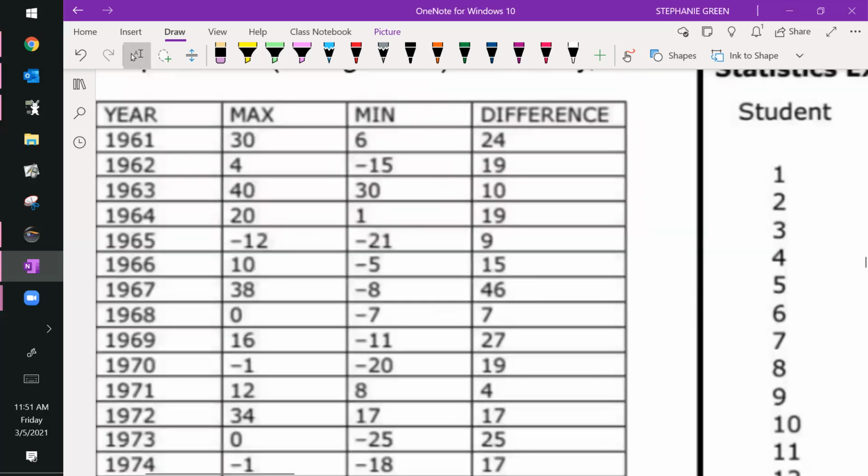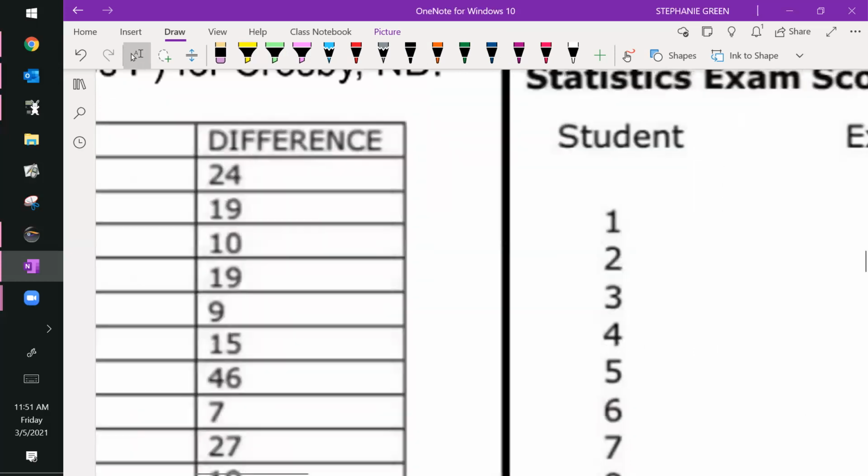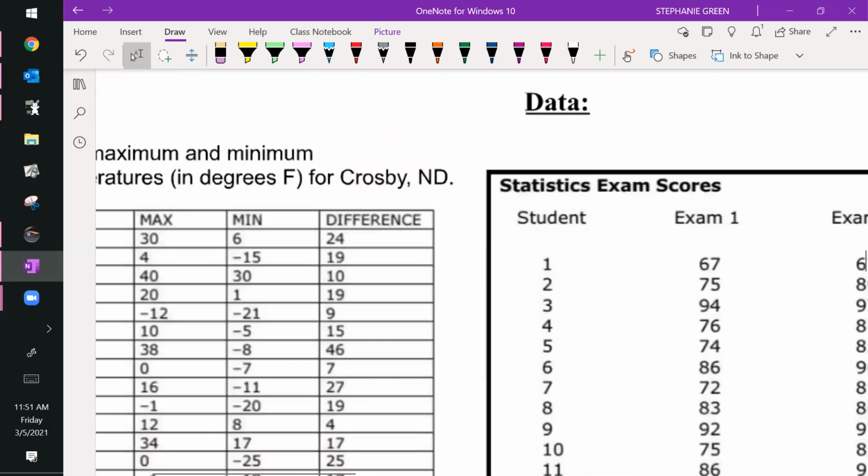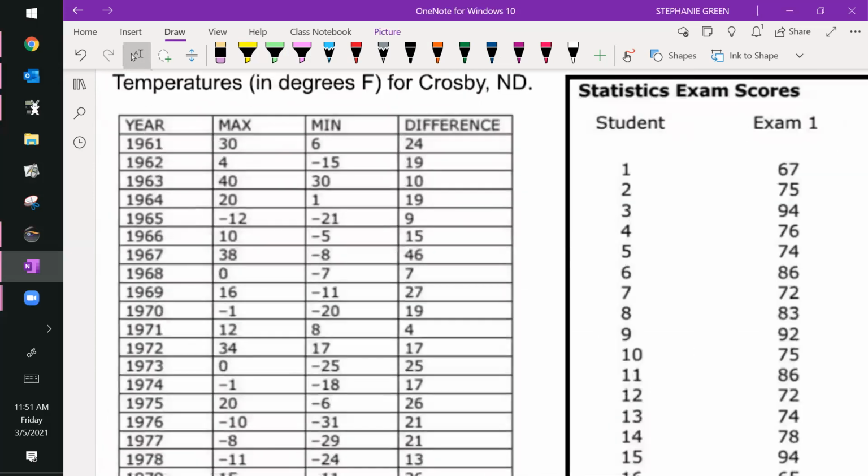Okay, the only data that I need in order to be able to do a significance test or a confidence interval or any inference at all about the comparison between these two, I really only need the difference column, okay? A lot of times though, they won't actually give you the difference right off the bat. You'll have to calculate those themselves, which is no big deal. I can do 30 minus 6 is 24, 4 minus a negative 15 is 19, 40 minus 30 is 10.